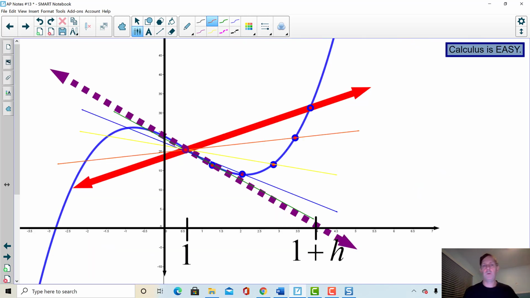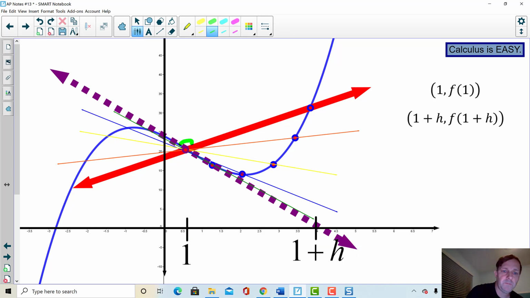Okay, here's another way of doing the exact same thing. There's actually about 3 different formulas, 3 different ways of doing this. For this one, we're using a known x value, so x equals 1. And so if we just add a little bit more, you get 1 plus h. We know the slope of a line that goes through 2 points. So this point right here is 1 and then f of 1. This second point is going to be 1 plus h and then f of 1 plus h.